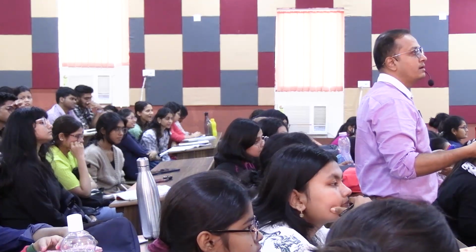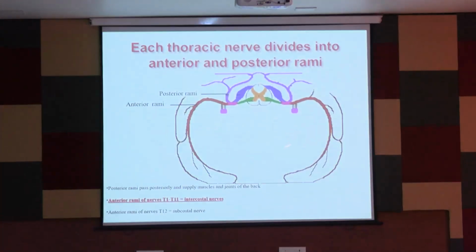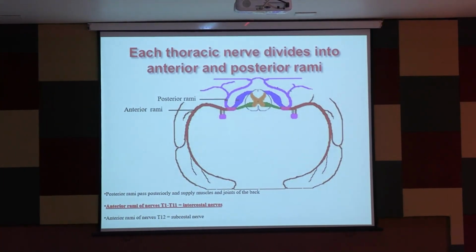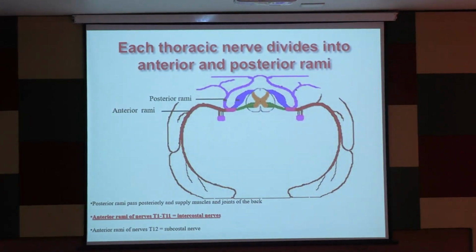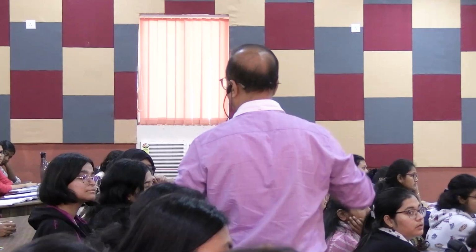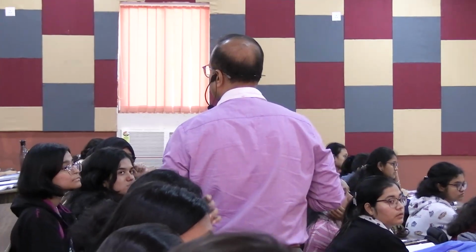Whatever image you are seeing here, we call a spinal nerve. A spinal nerve has anterior rami and posterior rami. This one is coming from the thoracic region, so we call it a thoracic spinal nerve. Out of the anterior and posterior rami, the anterior rami we call the intercostal nerve. This intercostal nerve can be divided into two parts: typical or atypical. Typical means it remains in the thoracic wall; atypical is moving elsewhere, to the abdomen or upper extremities.